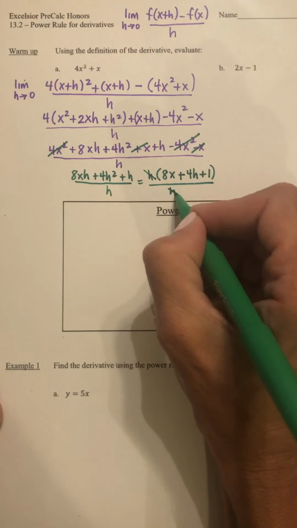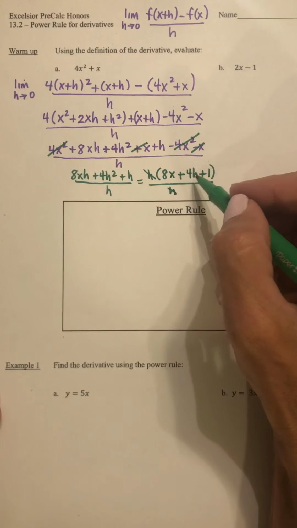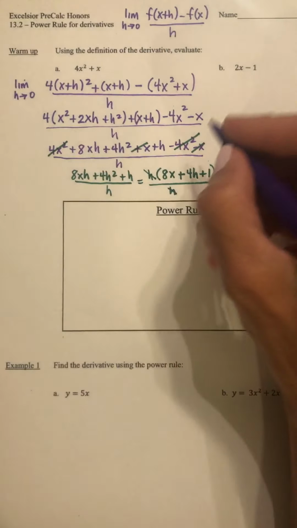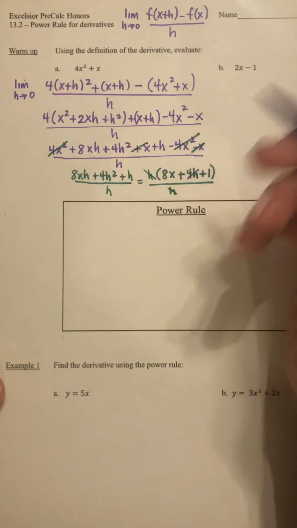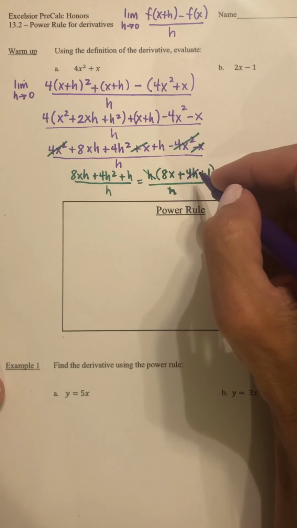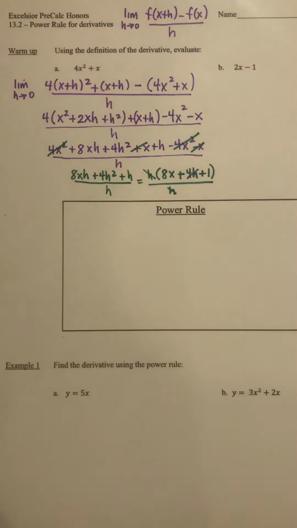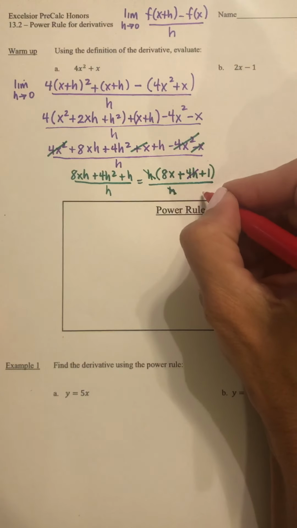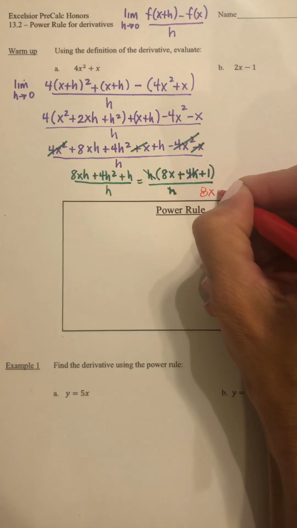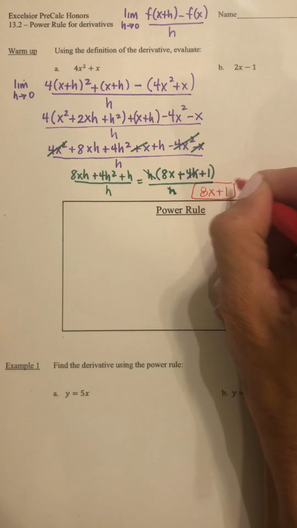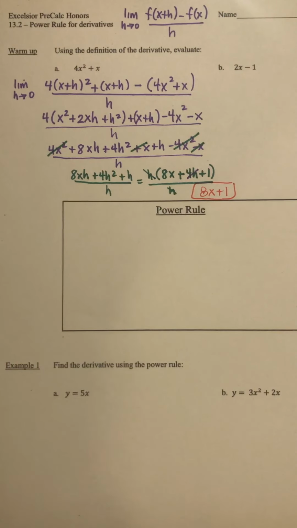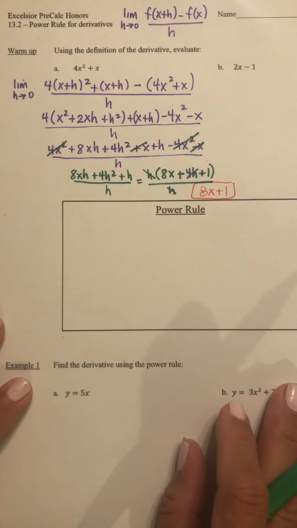These h's are going to cancel. And remember, we're looking as h approaches 0. So this guy here is going to go to 0. So then you're left with, and I'm going to put it in red, 8x plus 1. Oh, I haven't made an 8 like that in a while. So that, loves, is your derivative. So a lot of work, quite annoying. This next one, though, is way easier. So let's try this next one.